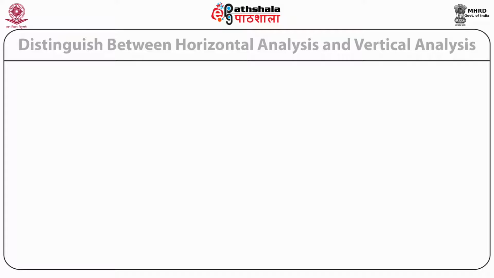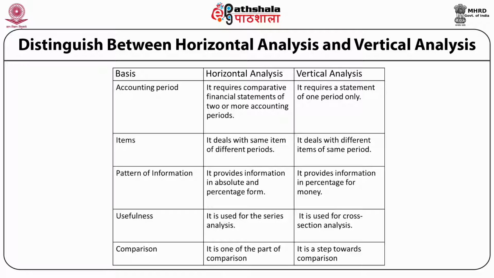Distinguish between horizontal analysis and vertical analysis on the basis of accounting period. Horizontal analysis requires comparative financial statements of two or more accounting periods, whereas vertical analysis requires a statement of one period only. Second point of difference, on the basis of items. Horizontal analysis deals with the same item of different periods, whereas vertical analysis deals with different items of the same period.